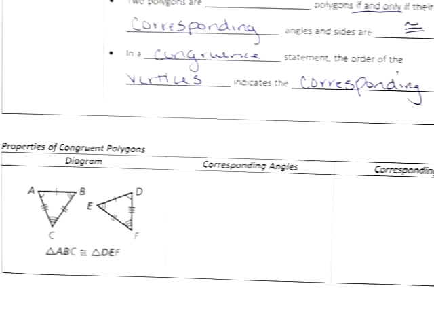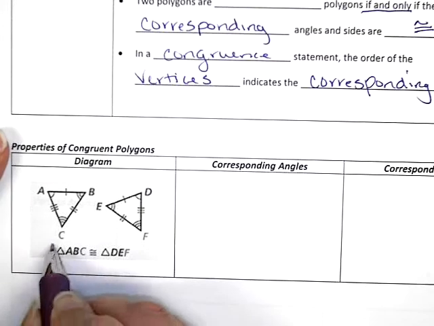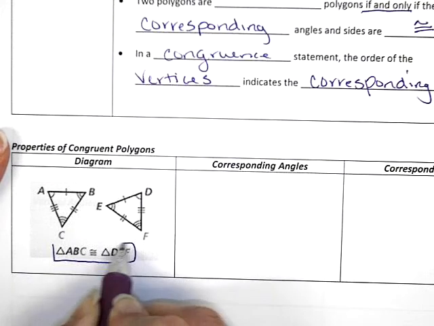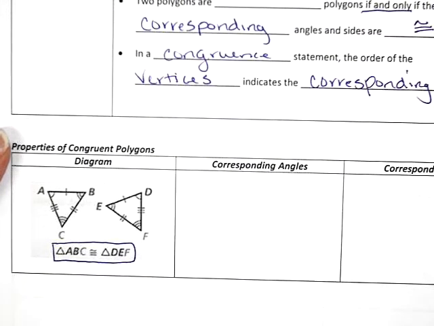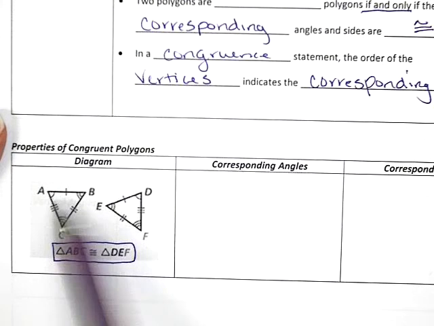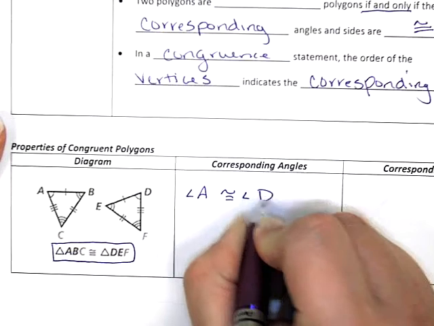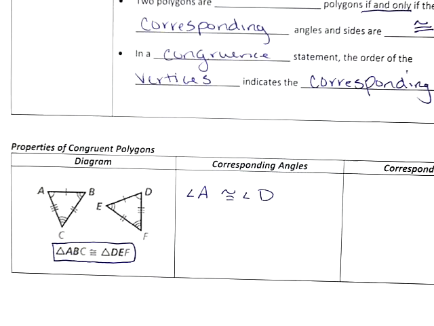Okay, we're given these two triangles and they're marked up and we're given this congruence statement down here. We are told that triangle ABC is congruent to triangle DEF. Okay, so when we look at this, first of all, we're given all the markings and we're given the congruence statement. So if I wanted to name the corresponding angles, it's just the ones that match. So you can either look at the figure, right? Look at angle A, it's got one mark. Angle D has one mark. So angle A is congruent to angle D. Those are corresponding angles. Okay.